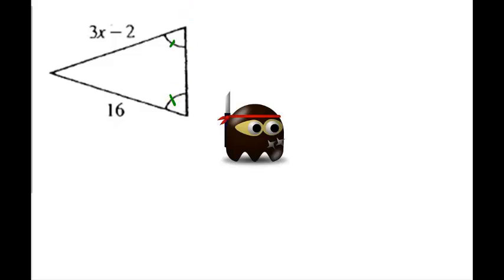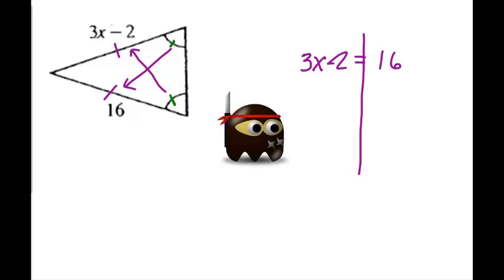We have base angles that match, and that means the sides opposite them match. So these two sides are going to be matches in this isosceles triangle. That means I get to take those two expressions and set them equal to each other. So I'm going to get 3x minus 2 set equal to this other leg of 16.